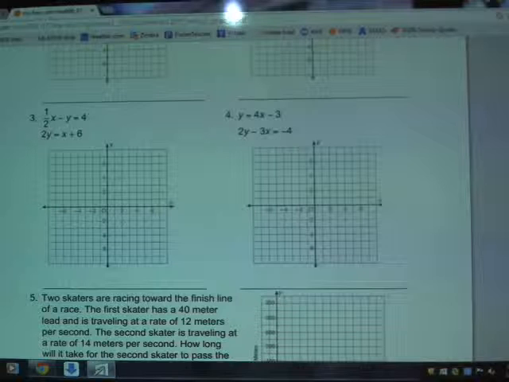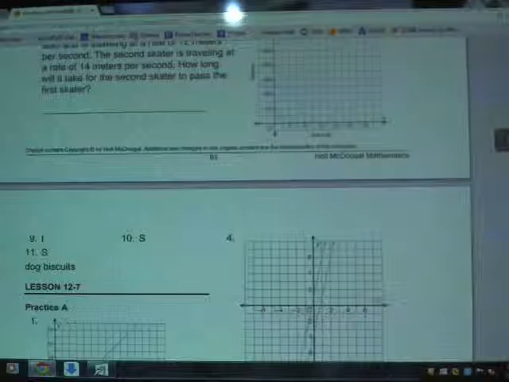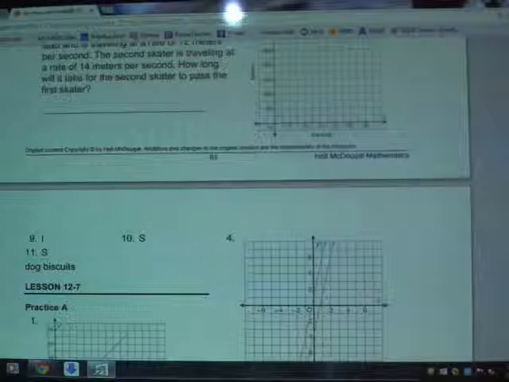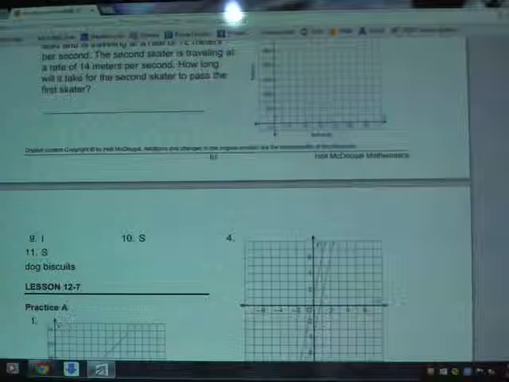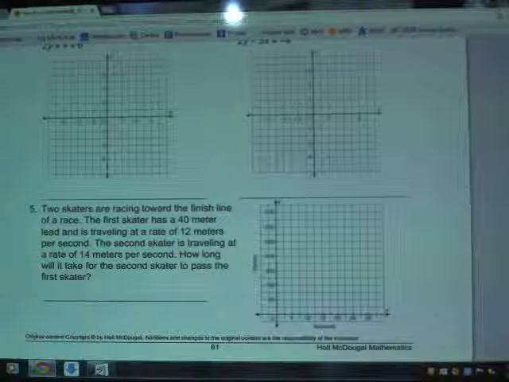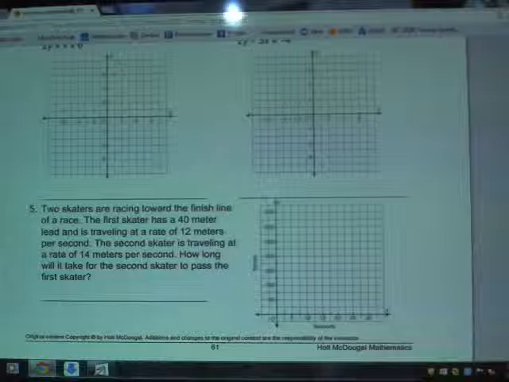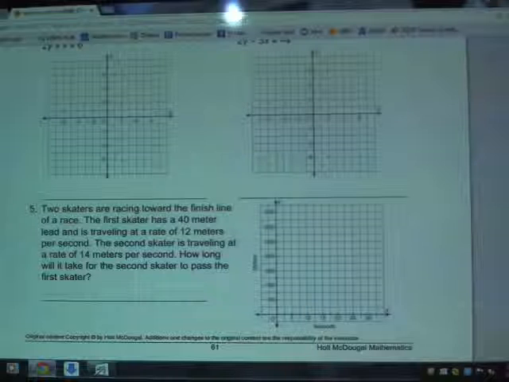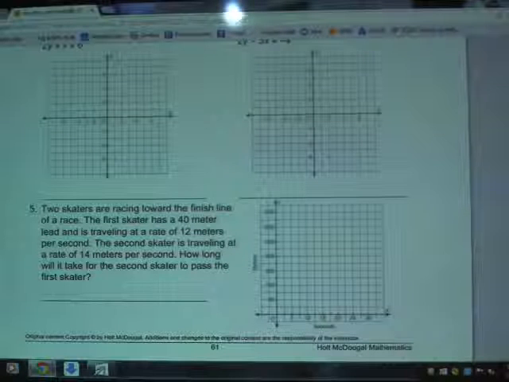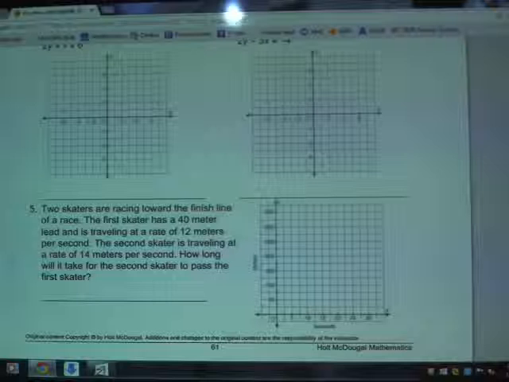Going to take a look at the concluding example, the story problem here, number 5. In the story problem for number 5, what it says here is that two skaters are racing towards the finish line of a race. The first skater has a 40-meter lead and is traveling at a rate of 12 meters per second. The second skater is traveling at a rate of 14 meters per second. How long will it take for the second skater to pass the first skater?